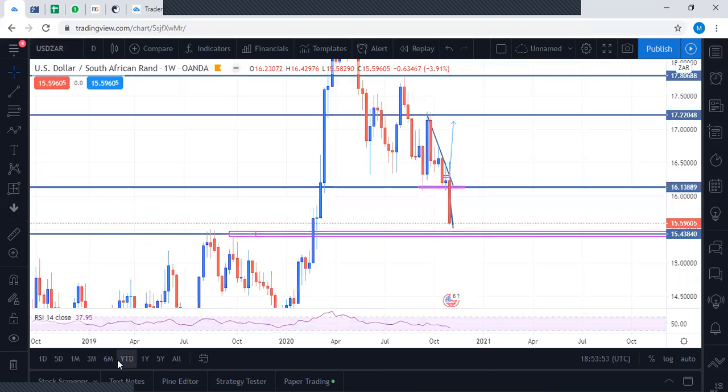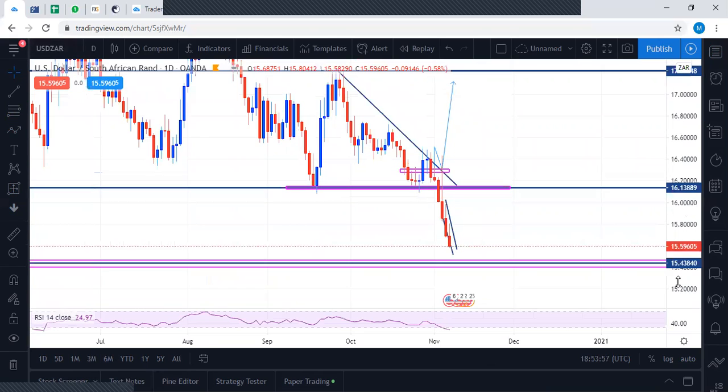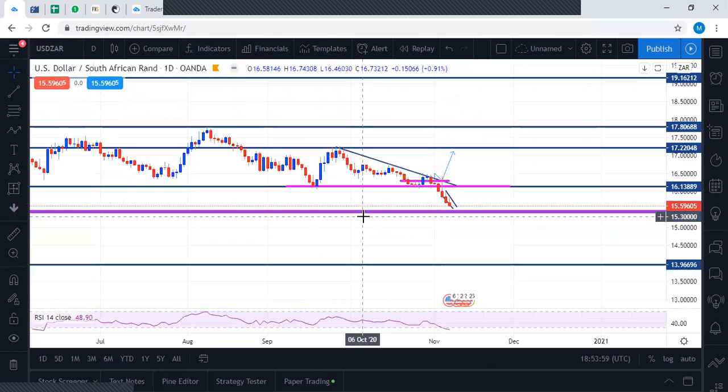I'm going to go to the daily. This one is too far. So what am I seeing on the daily? I anticipated this trade to break out and do a retest for me to enter on a smaller time frame.